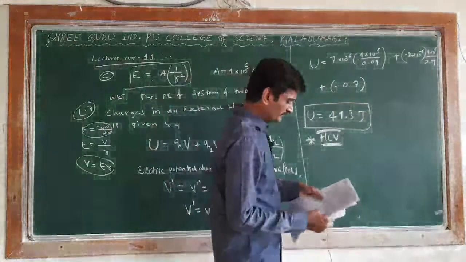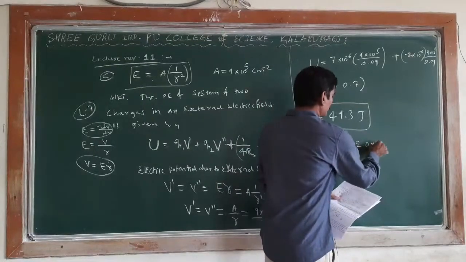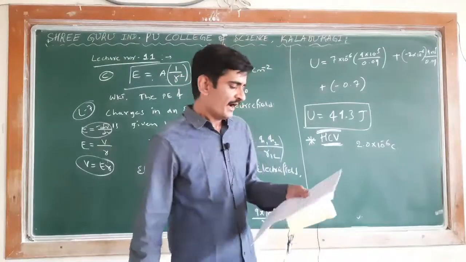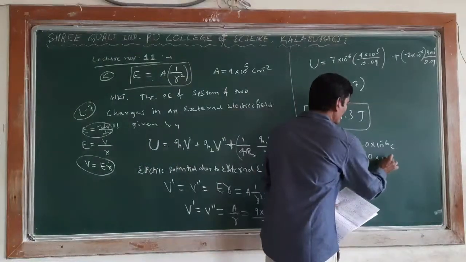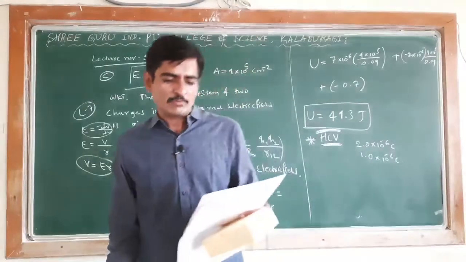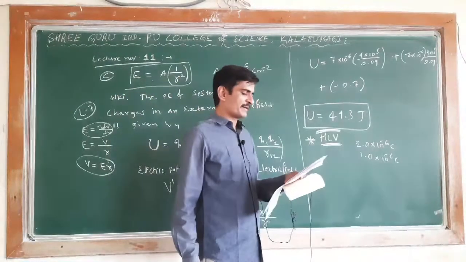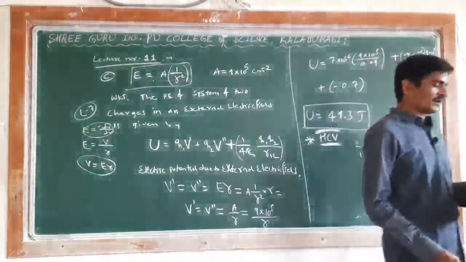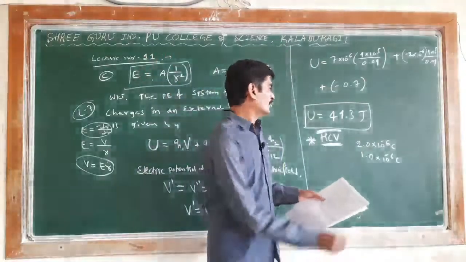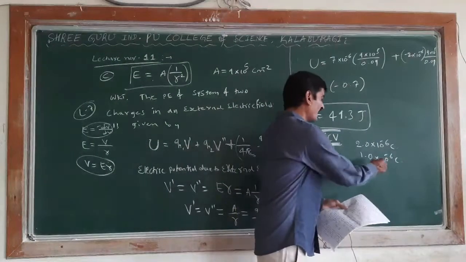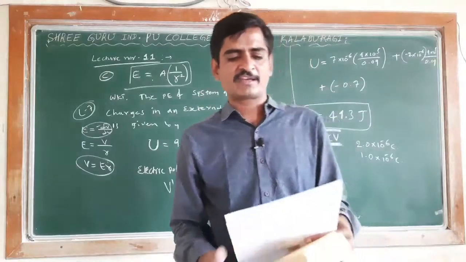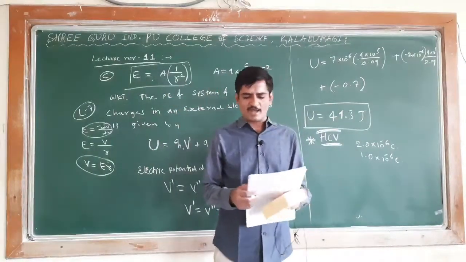Charges 2.0 × 10^-6 coulomb and 1.0 × 10^-6 coulomb are placed at corners A and B of a square.